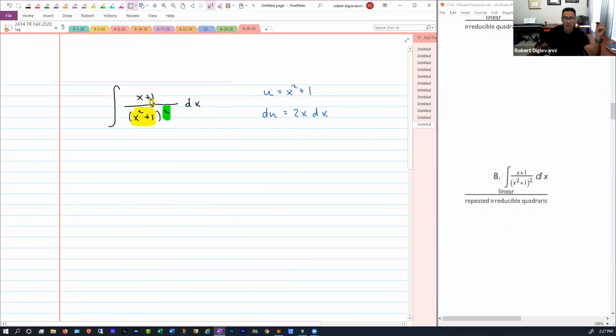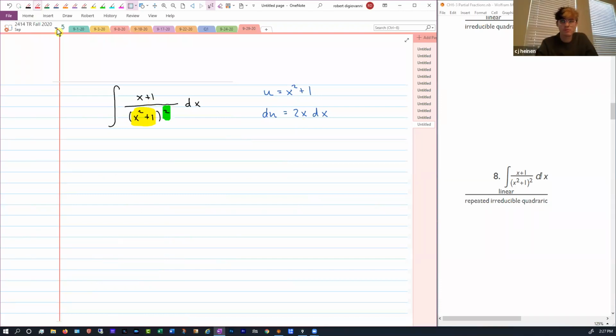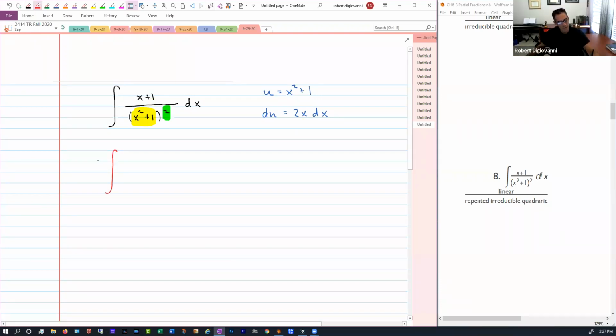No, we have x plus 1. Could we make it a 2x? Scale it, right? We'd have to do it on the outside, though. We would have to do 2 on top, 2 on the bottom. Now that plus 1 is going to be an issue. Do y'all agree with that? That plus 1 is going to be an issue? But let's still do it. Okay, I'm going to force the 2 through the top. One half still out here, 2x plus 2 on top, over x squared plus 1 squared dx.